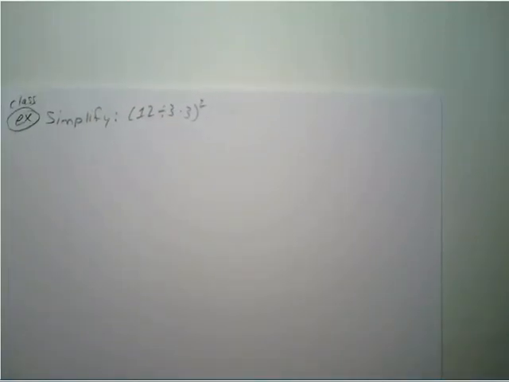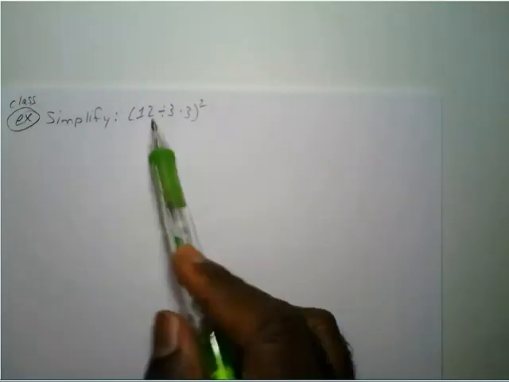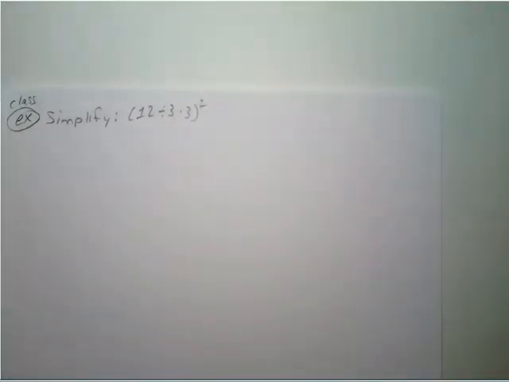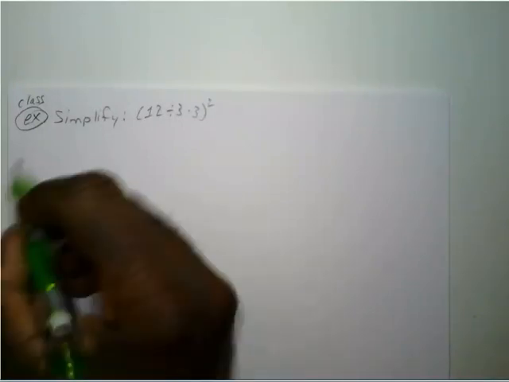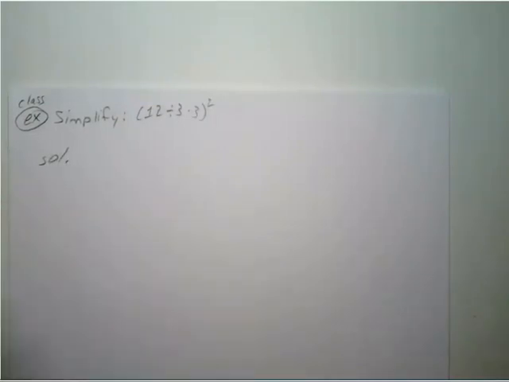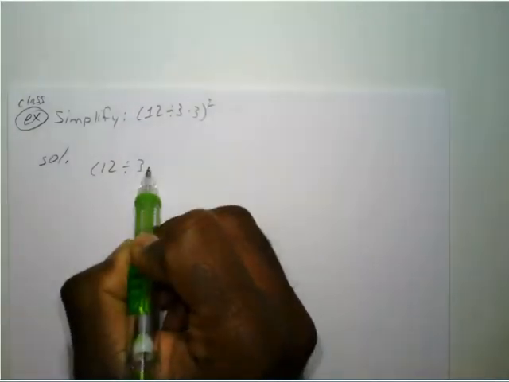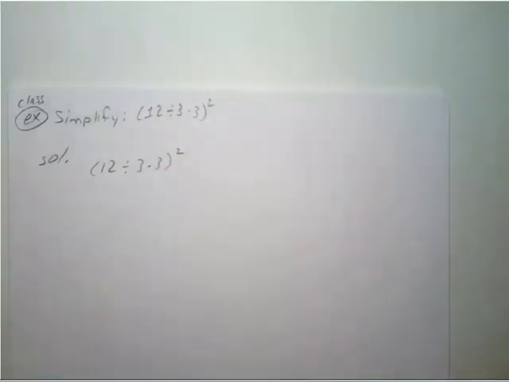This one right here. So what if we wanted to simplify (12 divided by 3 times 3), and all of that raised to the second power? What I want you to do is, once again, go ahead and pause it and try it on your own. All right, so we're going to go ahead and assume you finished it. So let's verify. Again, I'm just going to rewrite it. (12 divided by 3 times 3) to the second power.